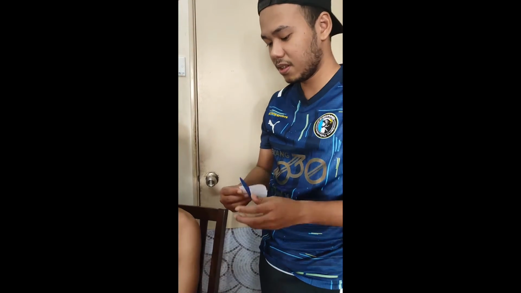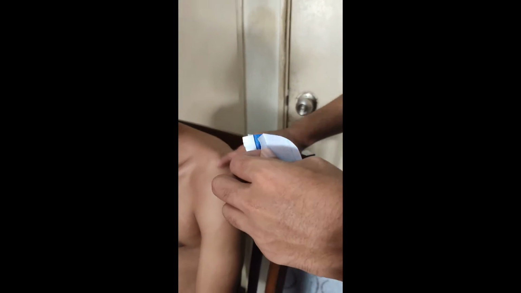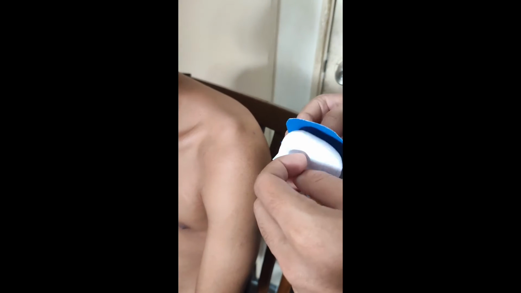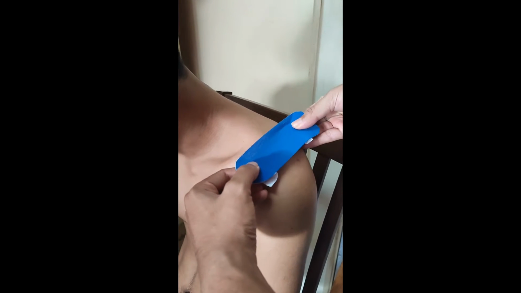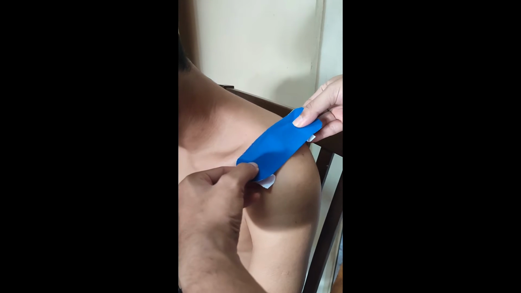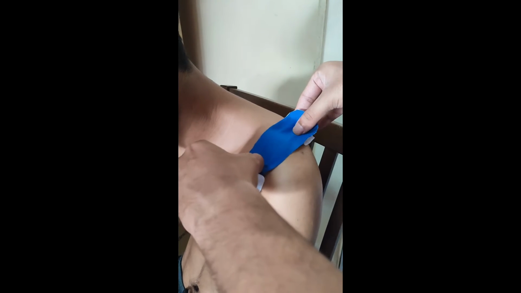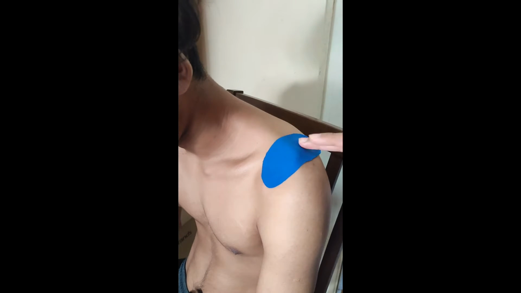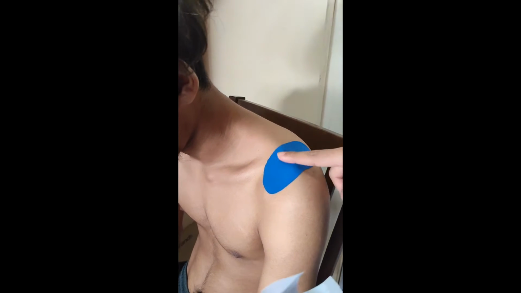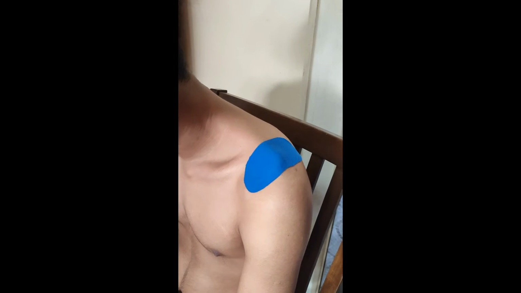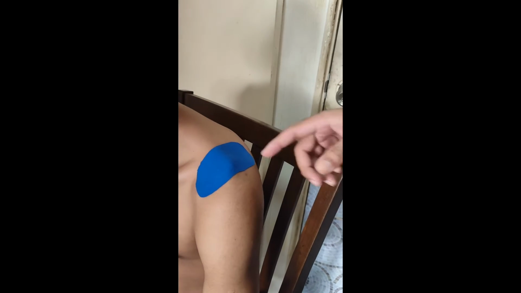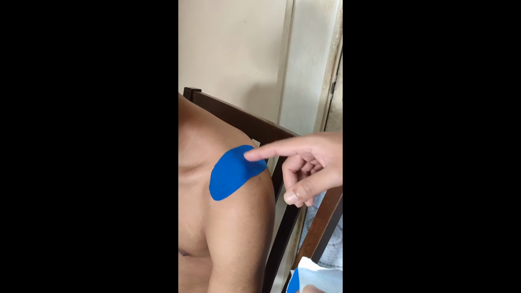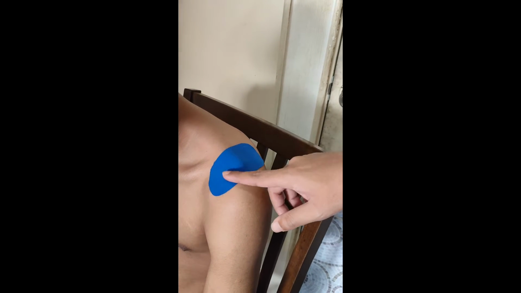Okay, so for the first strip, this is the area of the AC joint. Okay, around here. So what you do is you want to put 75 to 100% tension. Put it like this, 75 to 100% tension, and you tape it. Make sure that you put no tension towards the anchor, this area, and the middle area is called the therapeutic zone. Okay, so the aim for the first strip is that the tension does not have any recoil, but we want stability on the AC joint.